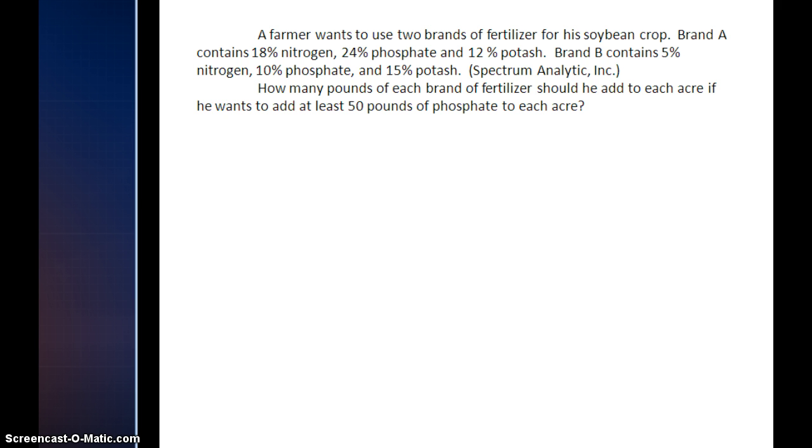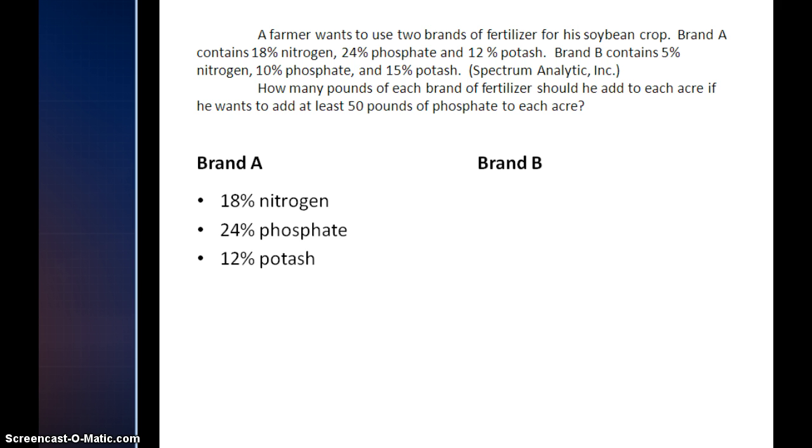So I'm just going to make a chart of data. So I have brand A and I have brand B. In brand A there's nitrogen at 18%, phosphate at 24%, and potash at 12%. Next sentence, brand B, 5% nitrogen, 10% phosphate, 15% potash. So just setting up the problem.